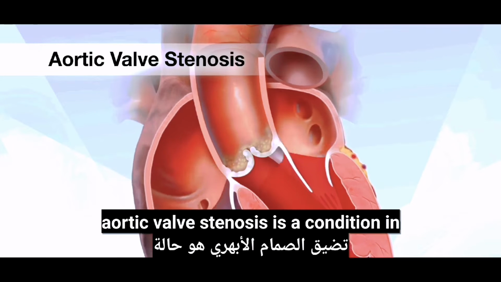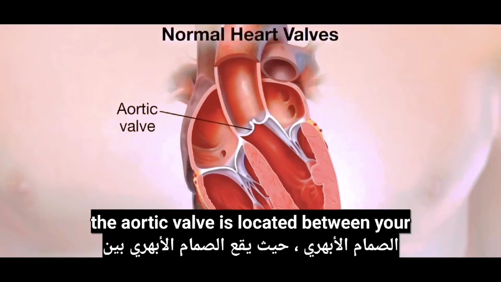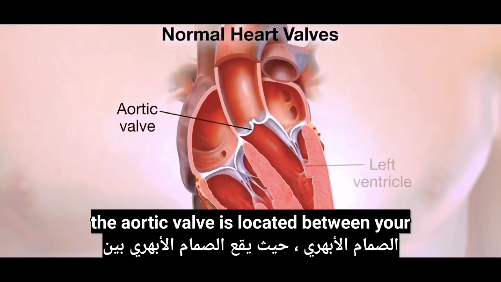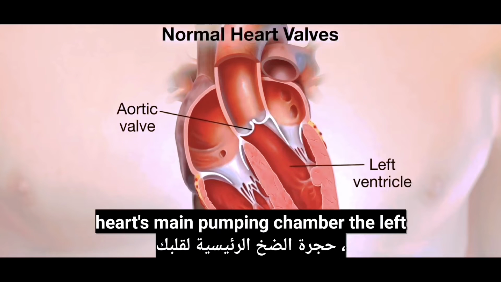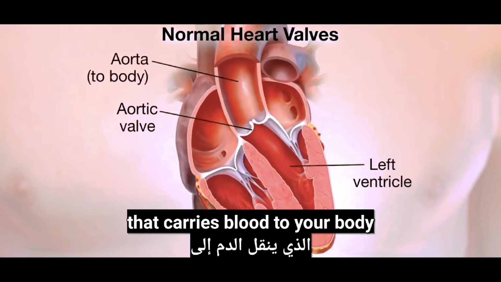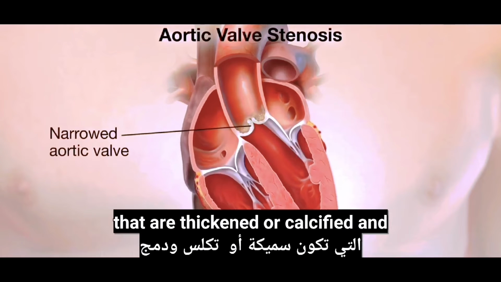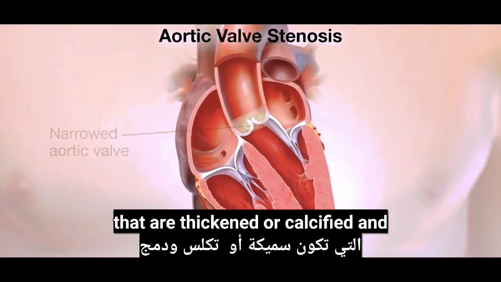Aortic valve stenosis is a condition in which the aortic valve is narrowed. The aortic valve is located between your heart's main pumping chamber, the left ventricle, and the major artery, the aorta, that carries blood to your body. The stenosis is caused by valve leaflets that are thickened or calcified and fused.